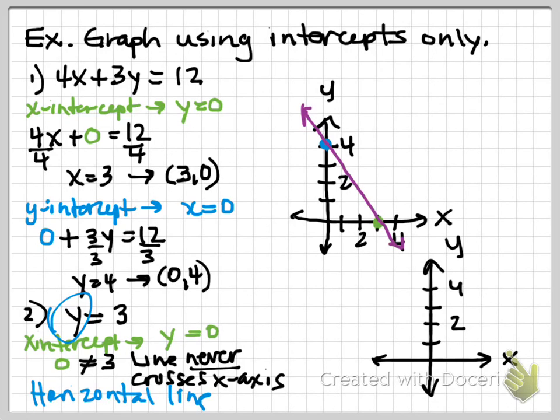So my line, well, let's put in my y value is at 3. So my horizontal line has to pass through that point. It's going to be parallel to the x-axis. That's it. Okay?